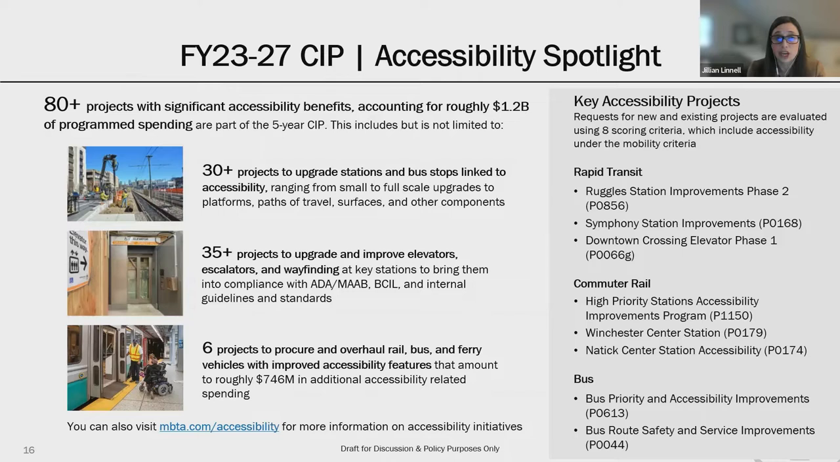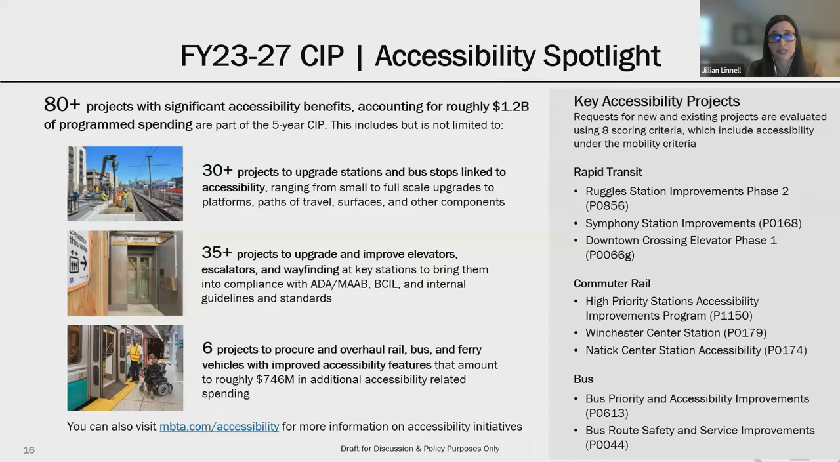The CIP currently includes 80 projects with significant accessibility investments, accounting for roughly $1.2 billion of program spending. This includes over 30 projects that will improve accessibility at the MBTA stations and bus stops, which include small and full-scale upgrades to platforms, paths of travel, and surfaces.